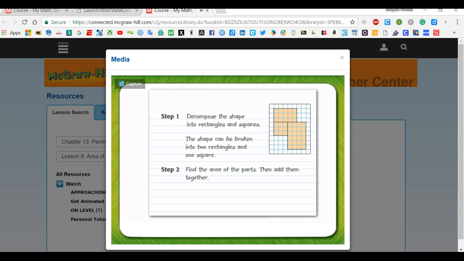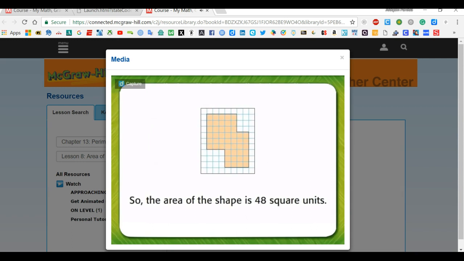Next, we need to find the area of the parts. Then we can add them together. Let's begin by finding the area of the first rectangle. 3 times 5 equals 15. Next, find the area of the square. 3 times 3 equals 9. Finally, find the area of the second rectangle. 6 times 4 equals 24. Now, add the areas together. 15 plus 9 plus 24 equals 48. So the area of the shape is 48 square units.